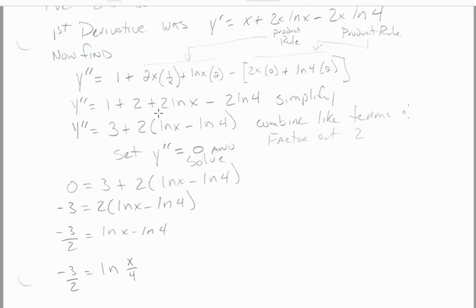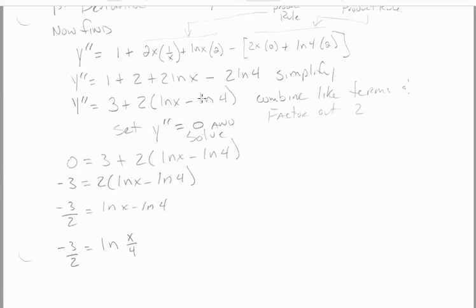So when we do some algebra and some simplification, we're left with y double prime, or the second derivative, is 1 plus 2 natural log of x minus 2 natural log of 4. Okay, and then we're going to simplify that down by factoring out a 2 out of the natural log function there. So when we do that, that helps save some things when we actually have to solve this and move forward.